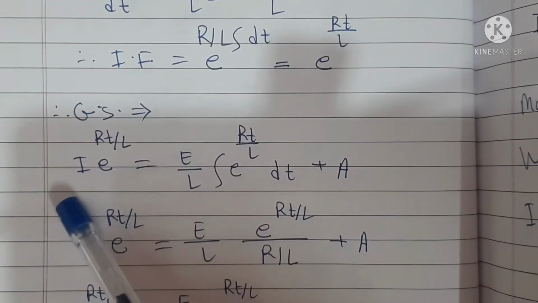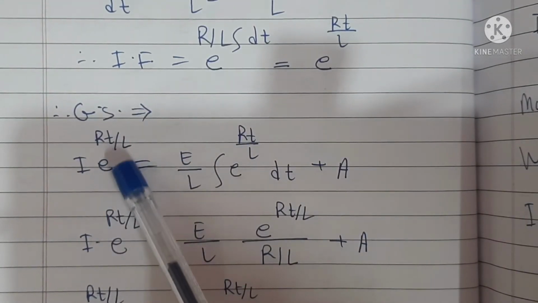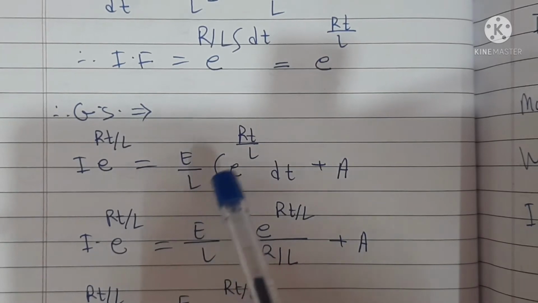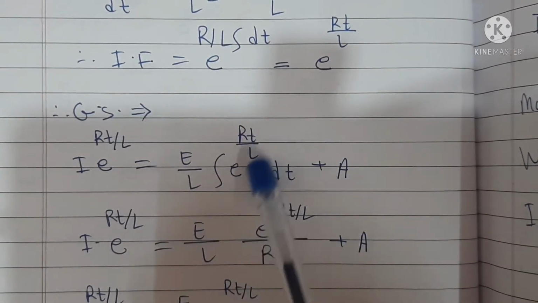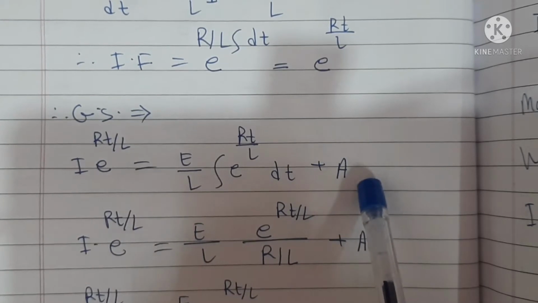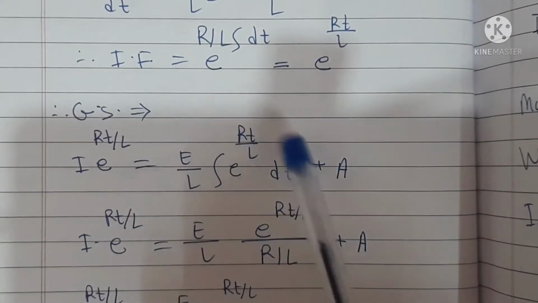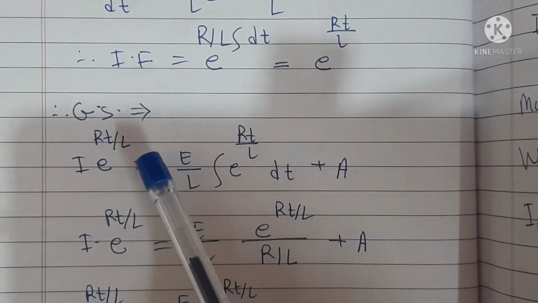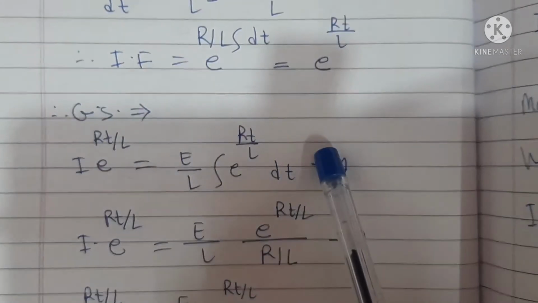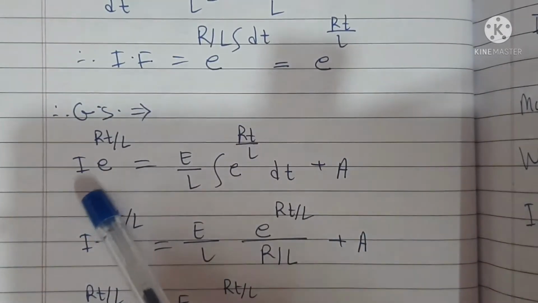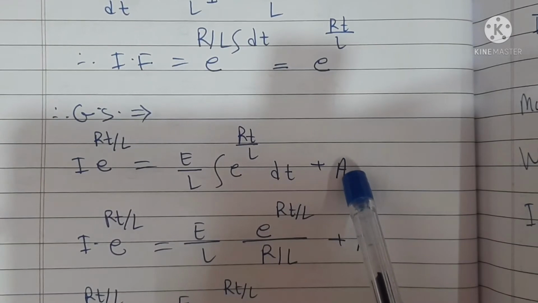Now the general solution is I into e raised to Rt upon L is equal to E upon L integration of e raised to Rt upon L dt plus A. A is the constant, and by putting the values in the standard form of the general solution formula of a linear differential equation, we get this general solution equation.